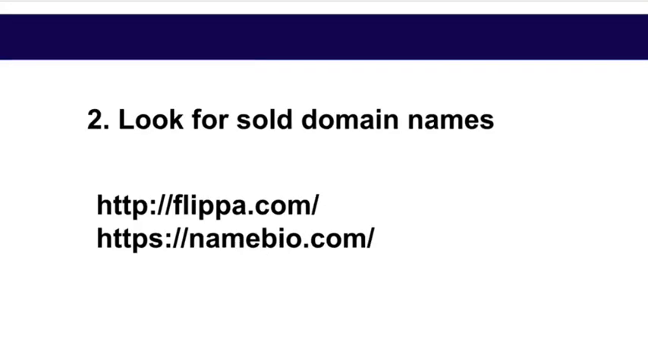Second method is look for the sold domain names. There are websites like Flippa or NameBio which gives you information about the domain names which were sold in the past. So from there, what we will do, we'll check the price of the domain names. If somebody is giving a lot of price, if the domain names got sold for a higher price, we will get ideas from those domain names. So how to do that?